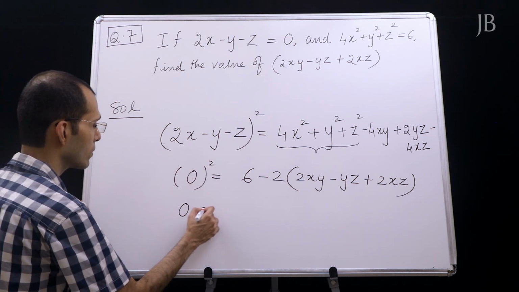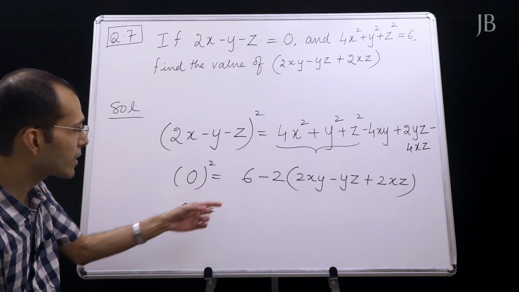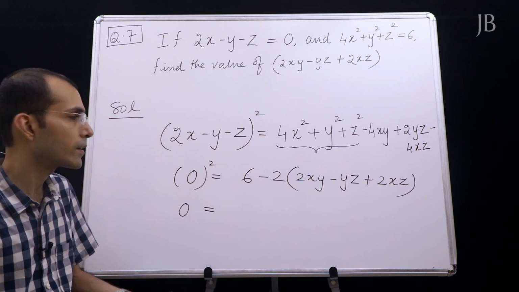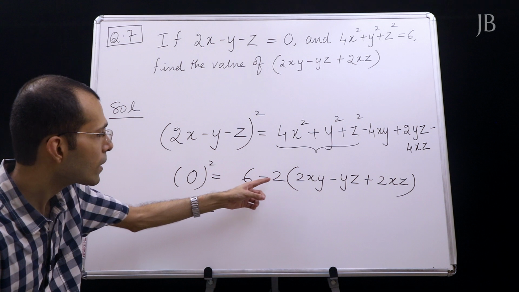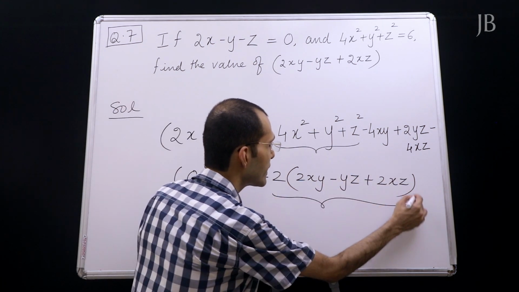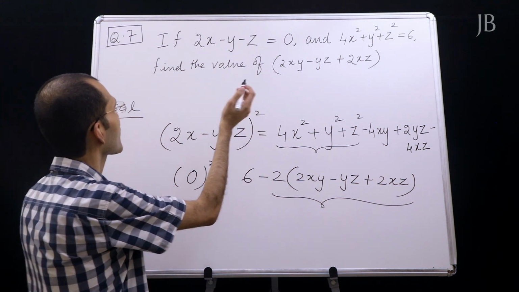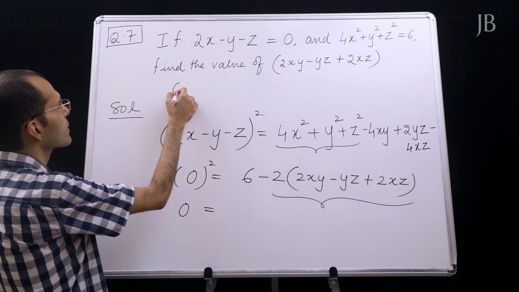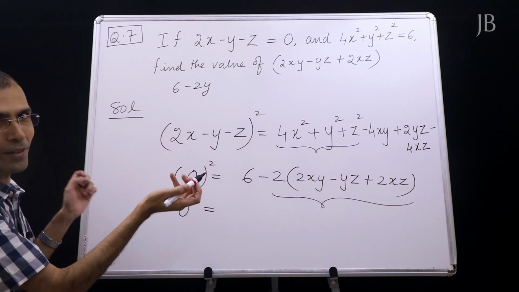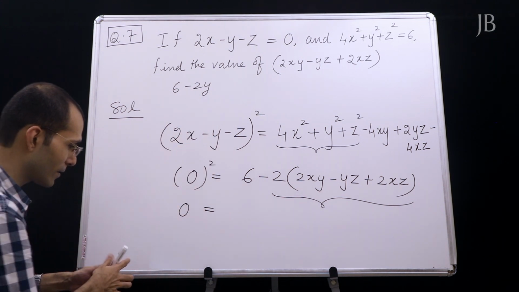0 square is 0. Now some of you may make the mistake of writing 6 minus 2 as 4. That it can't work, is absurd. It is 6 minus twice of this. So this is like a single entity. In case you don't understand this, it's like saying 6 minus 2y. Would you do 6 minus 2? No. So it is something similar.